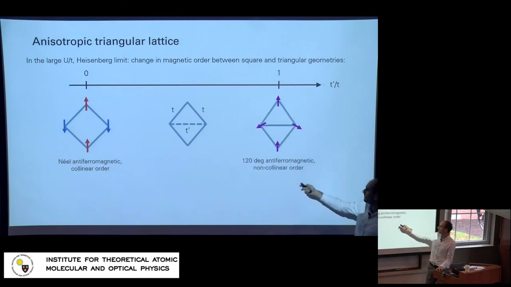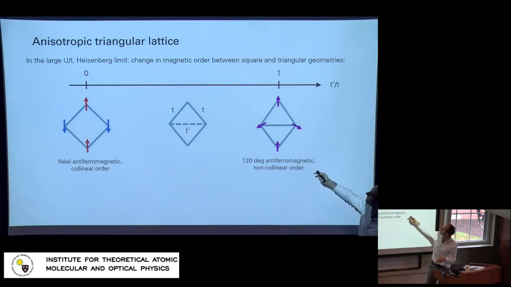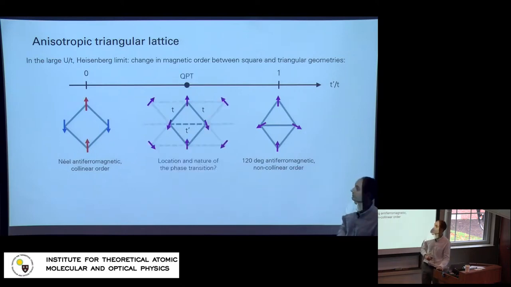to a 120 degree antiferromagnetic order, which is non-collinear. You can already see that in the classical case, to minimize spin interaction energy, every spin on a triangular plaquette is 120 degrees away from each other. And in between, it's still an open question where the location and the nature of the phase transition between these two limits is.